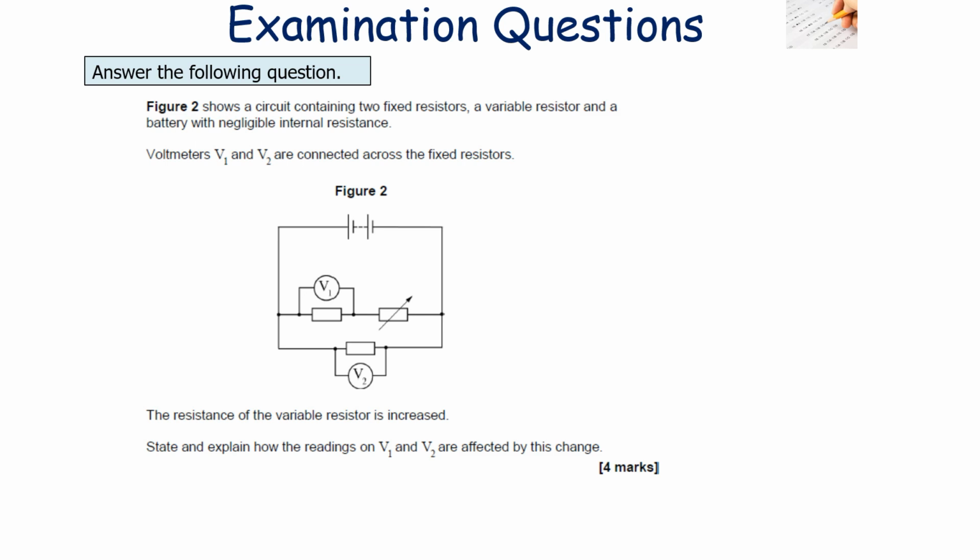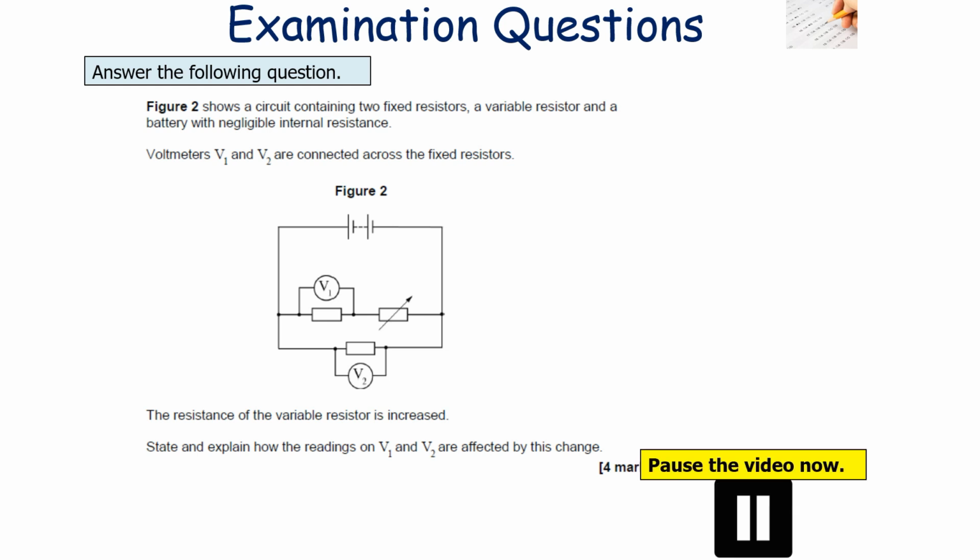The next question shows that figure 2 shows a circuit containing 2 fixed resistors, a variable resistor and a battery with negligible internal resistance. So you've got voltmeter 1 and voltmeter 2 connected across fixed resistors, and the resistance of the variable resistor is increased. So what will happen to the readings on V1 and V2 when they're affected by this change? So pause the video now, then unpause the video when you want to go through your answer.